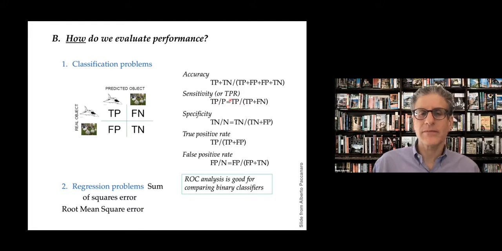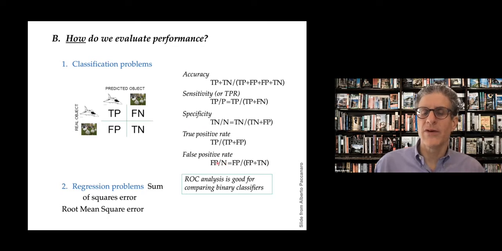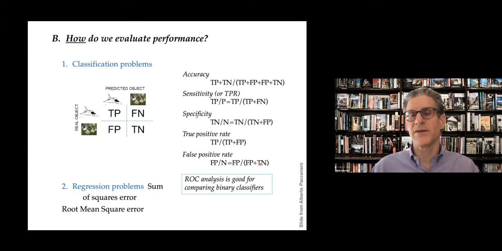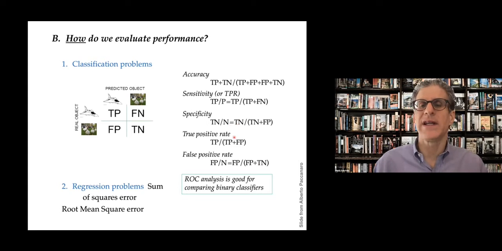Another useful metric is your error rate. Often you like to think about the number of false positives you're getting versus the size of the negatives, that is, false positives plus true negatives. There's a bewildering array of ways of putting these numbers together, and we'll talk about them.